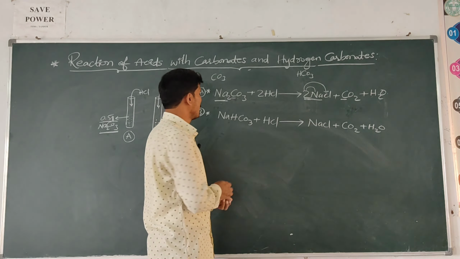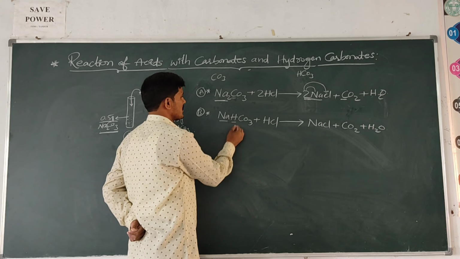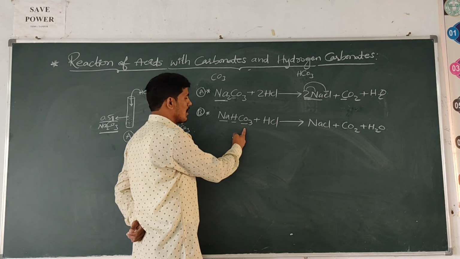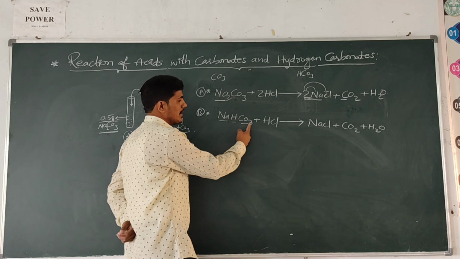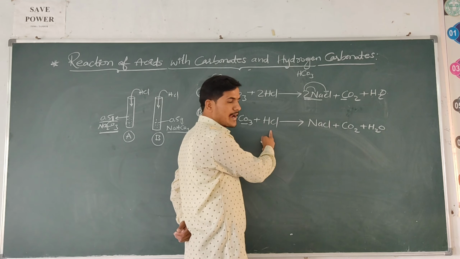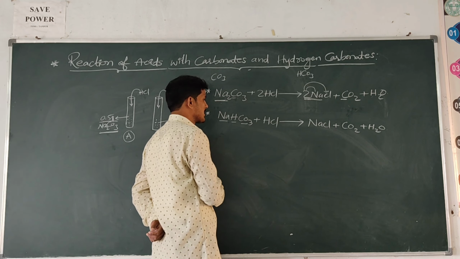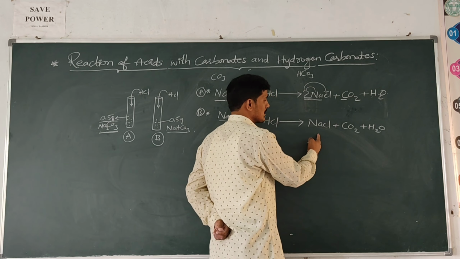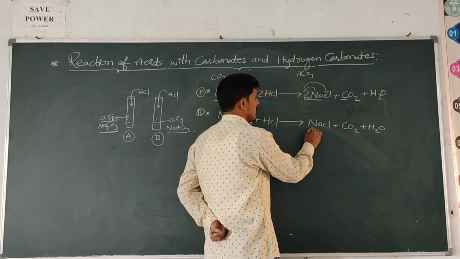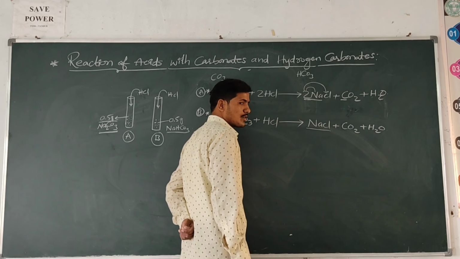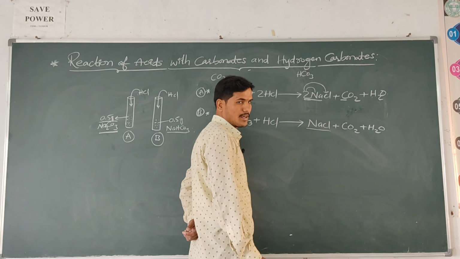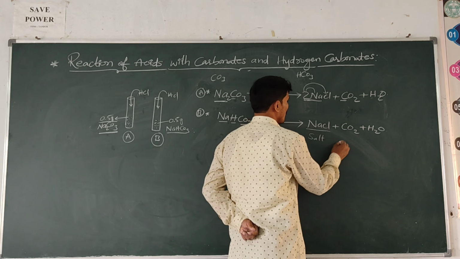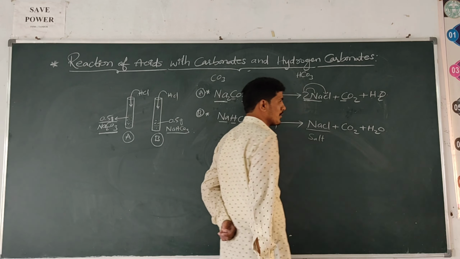See, Na means sodium, H means hydrogen, CO3 means carbonate. When sodium hydrogen carbonate or sodium bicarbonate is treated with HCl, that means hydrochloric acid, a reaction takes place between them and sodium chloride is formed. NaCl means sodium chloride. It is also called table salt or common salt. Here sodium chloride, which is a salt, is formed, and carbon dioxide and water molecule are also found in this chemical reaction.